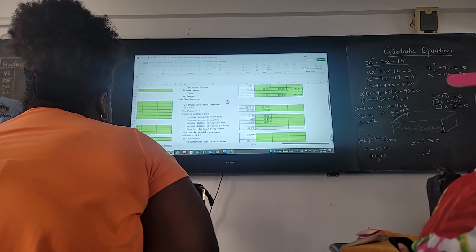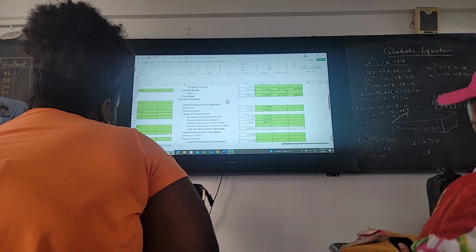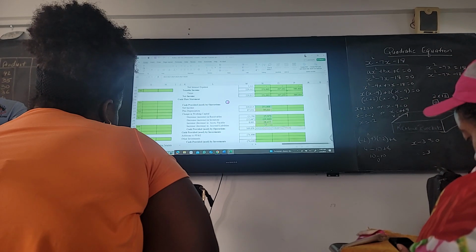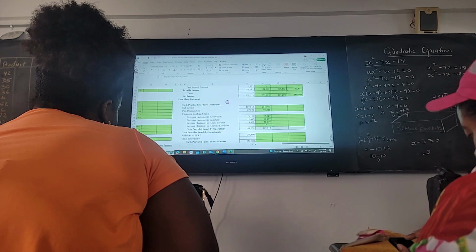So what's my cash from operations? It's my net income plus depreciation, less the increase in accounts receivable, less the increase in inventory, plus the increase in accounts payable. Okay, so I'm ending up with 349,912.